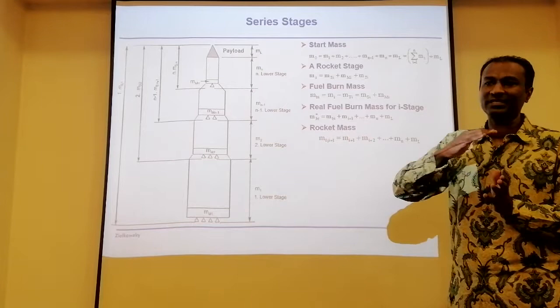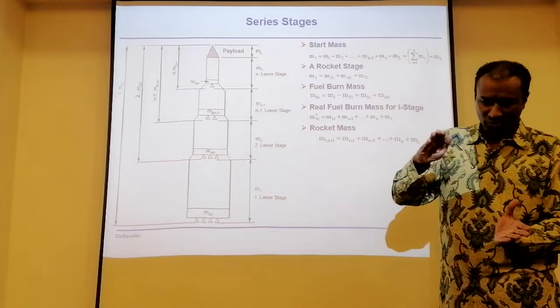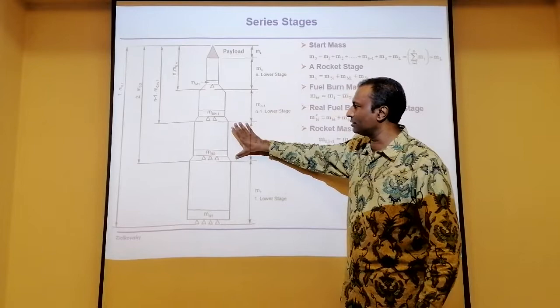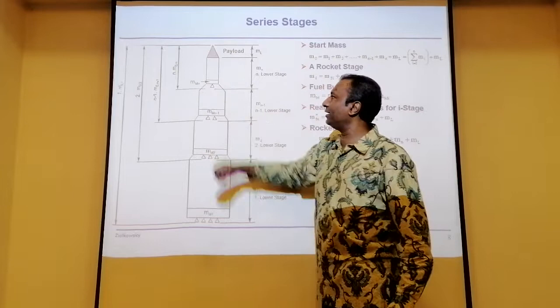So in this case, it's three stages. That means there's a stage, you use all the fuel, throw it away. Then you have only two stages. One, two, three. Use, throw. Fly with only this, two stages. Use, throw. Fly with this. Use, throw. You have the final stage. Okay? That is your payload stage, so to say.